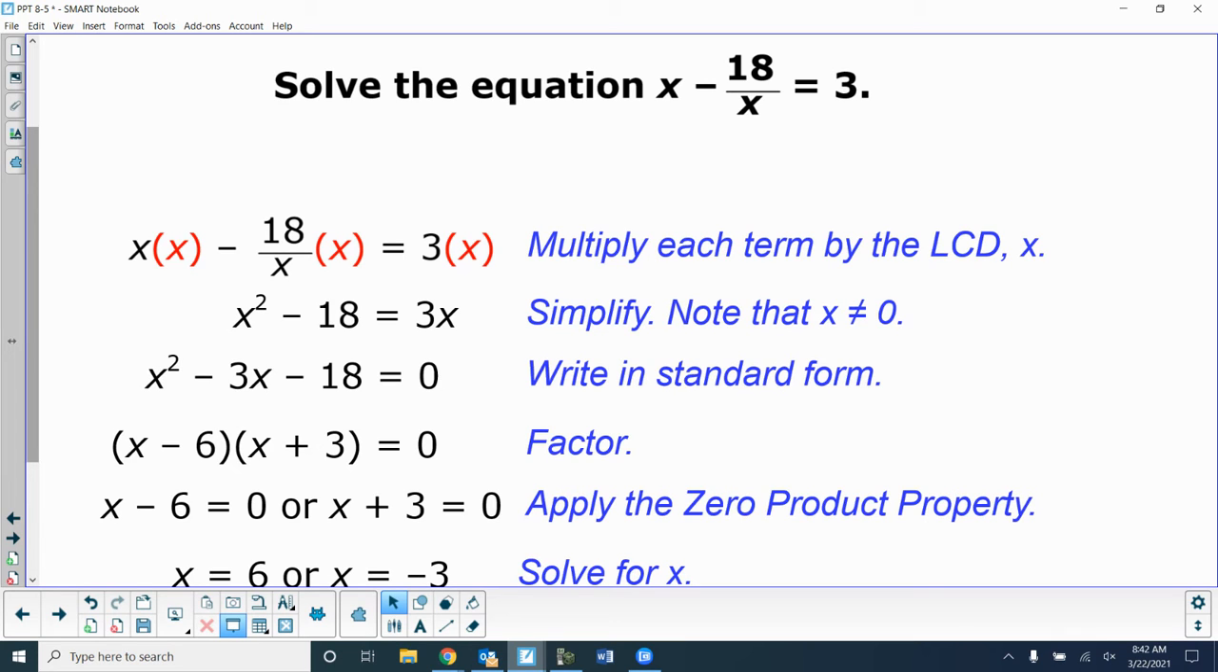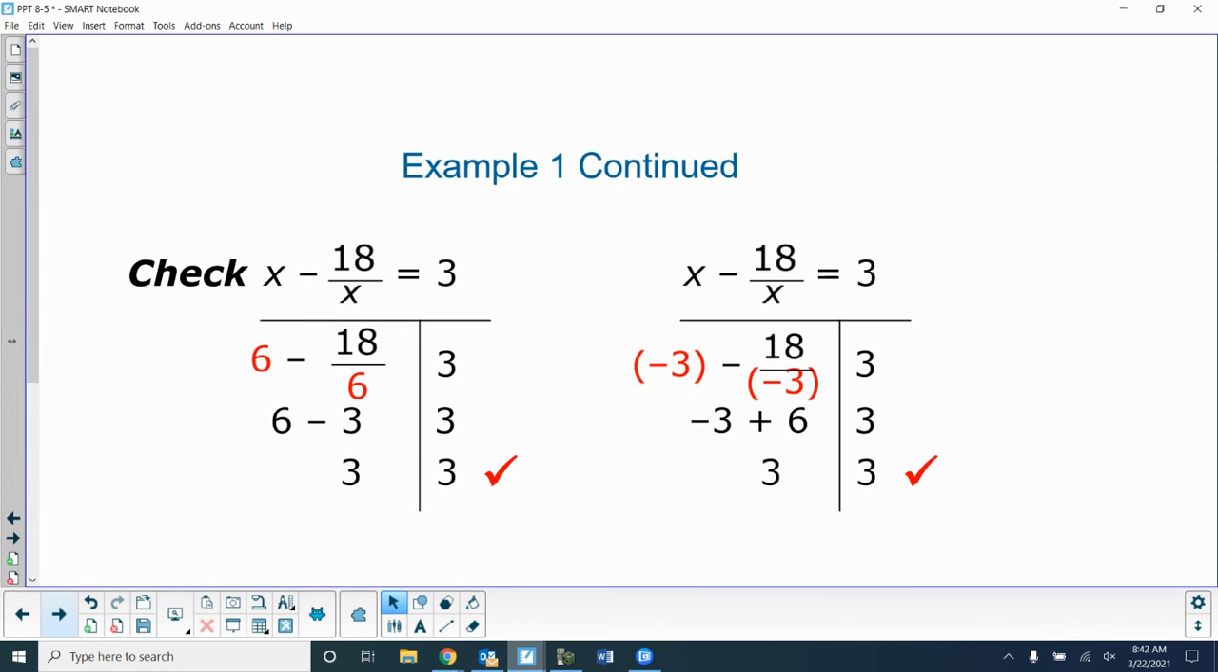No, they do it on the next page for us. When they put 6 in, 18 divided by 6 is 3. 6 minus 3 is 3, so it worked. When they divided negative 18 by negative 3, they got the positive 6, and negative 3 plus 6 is also 3, so they both work. So those are both good answers. There are no extraneous solutions, none that we have to get rid of.